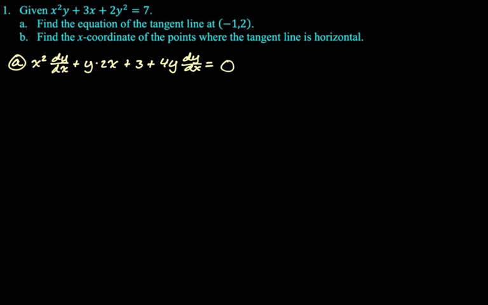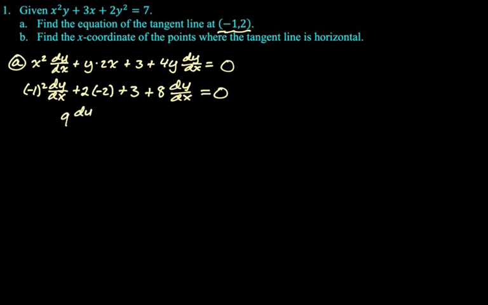All right, now we're going to plug in (-2, 1), so every x becomes -2, every y becomes a 1. I'm not going to make you watch that, so we just end up here. (-2) squared dy/dx plus 2 times -2 plus 3 plus 8 dy/dx equals 0. There are 9 dy/dx's, and then there's a -1 constant, so move that over to get 1, divide by 9. dy/dx is 1/9. All right, hopefully you got that.